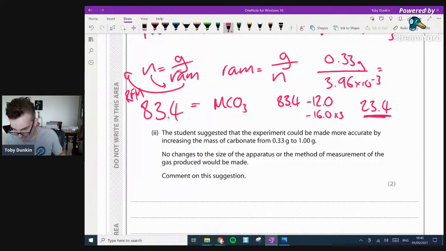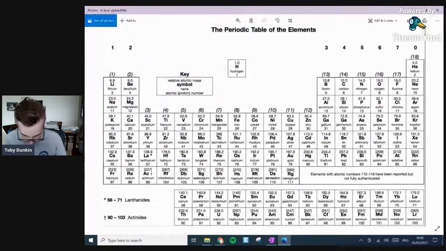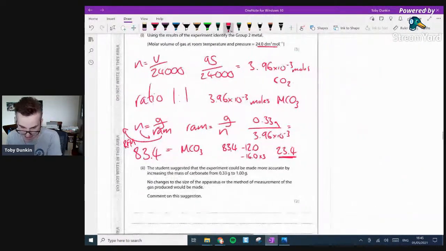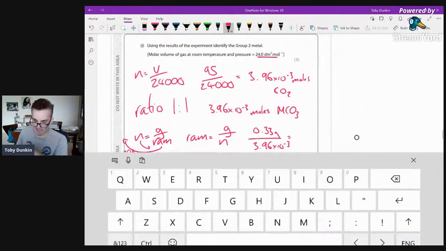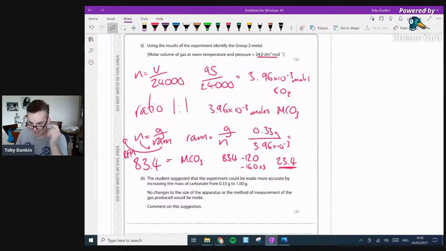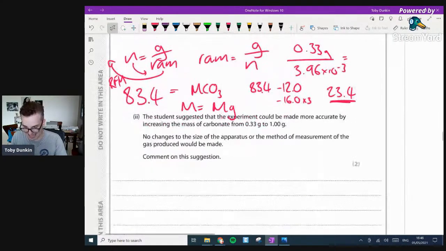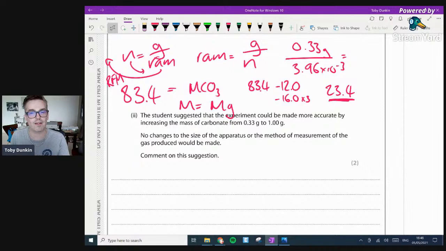Now, isn't that interesting? So is that magnesium by any chance? Let's have a quick look. 23. Oh, isn't that fascinating? 23.4. That puts me closer to sodium, but it tells me it's a group 2 metal. Well, that's very strange. That suggests I've made an error somewhere. It's magnesium. The answer is magnesium. M equals Mg. It's really interesting because I'm quite far off the mark. It should be 24.3. I'm out by one. But these experiments are usually a bit rubbish.